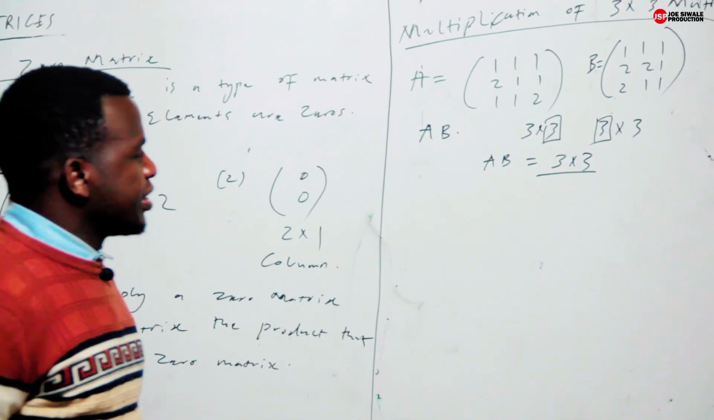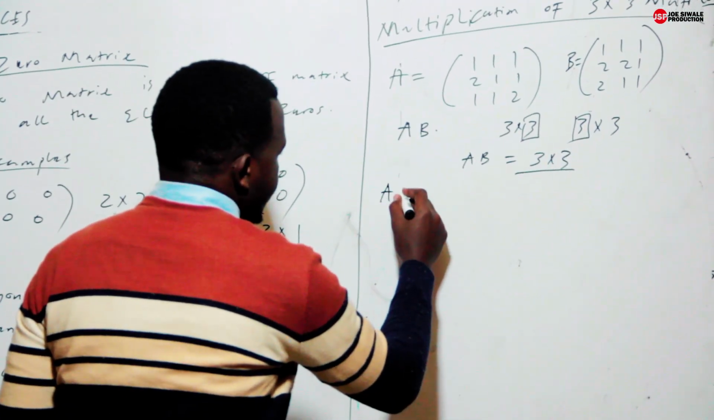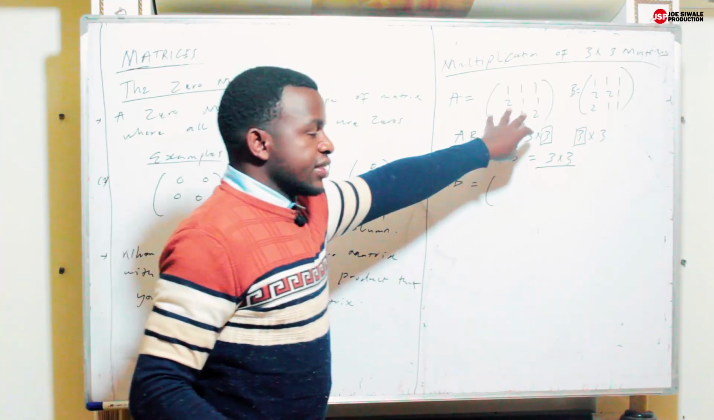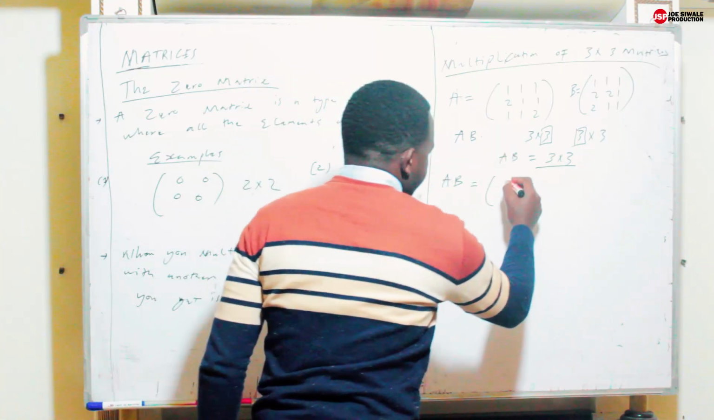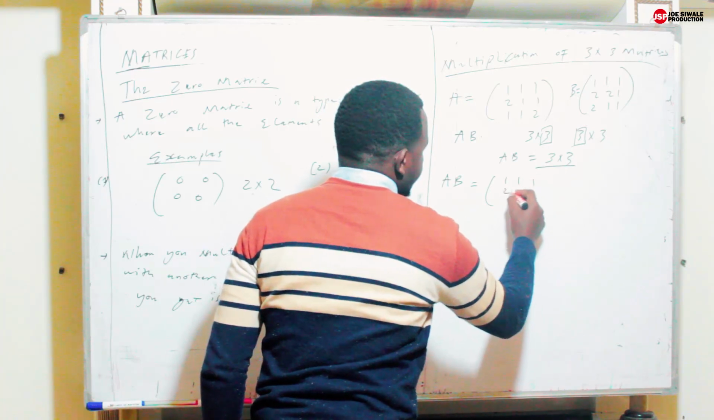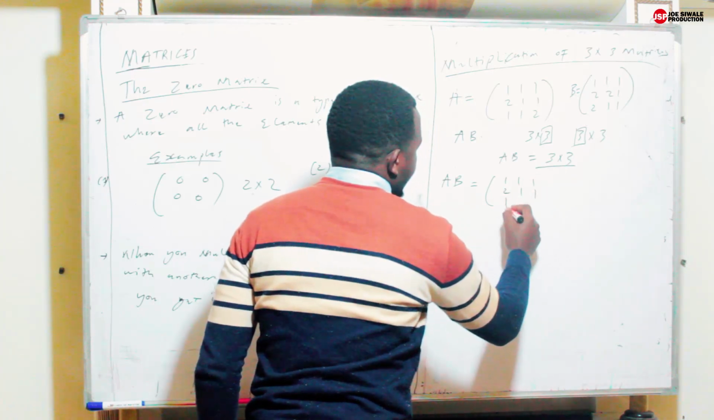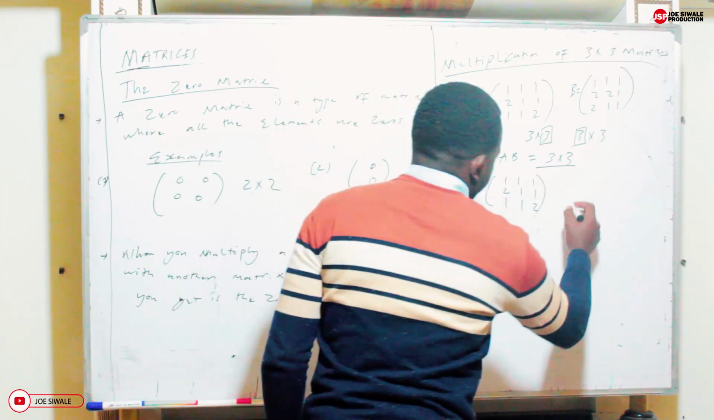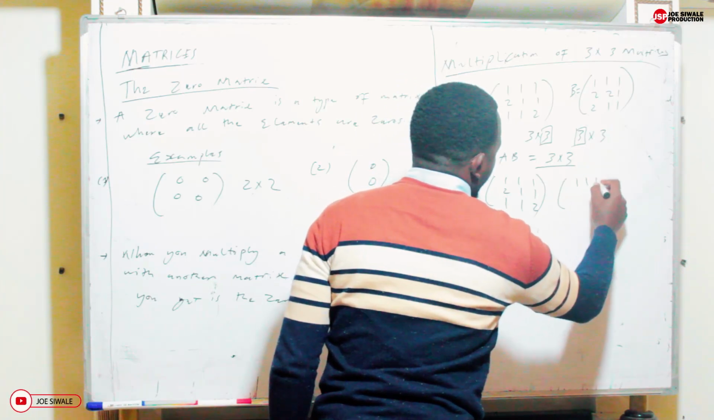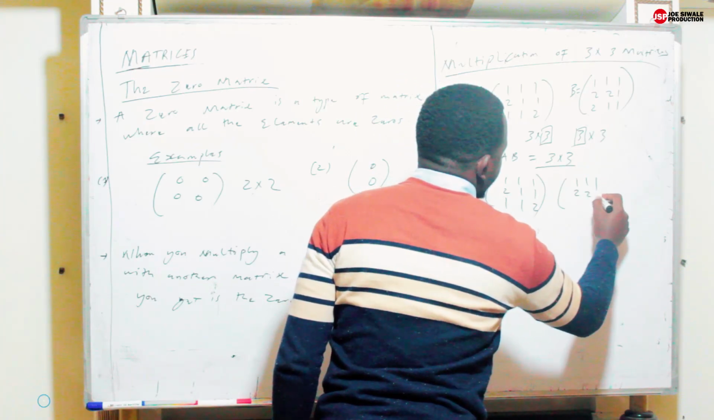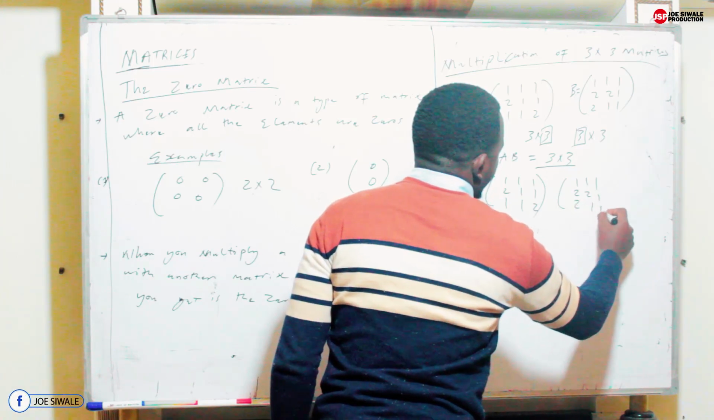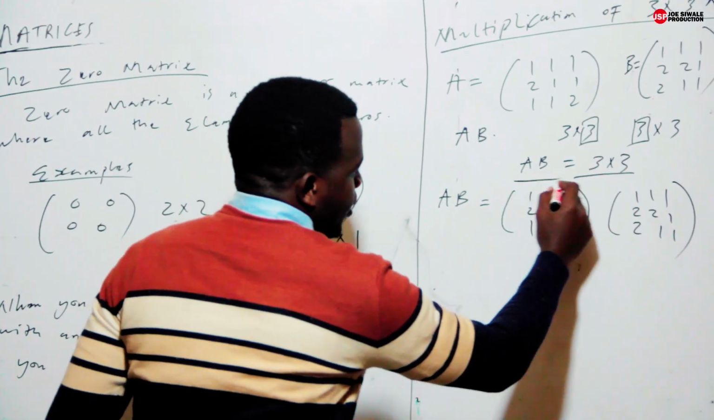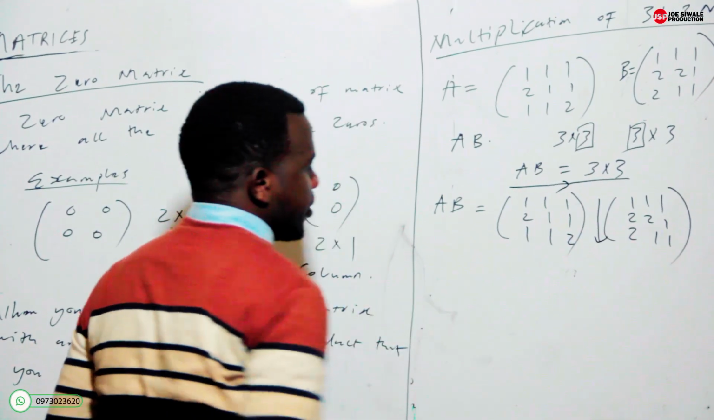So let us do the calculations there. So AB, we'll write down first this matrix: 1, 1, 1, 2, 1, 1, then 1, 1, 2. Then we'll write down matrix B there as 1, 1, 1, 2, 2, 1, 2, 1, 1. Then when we do this, we can multiply our rows with our columns.